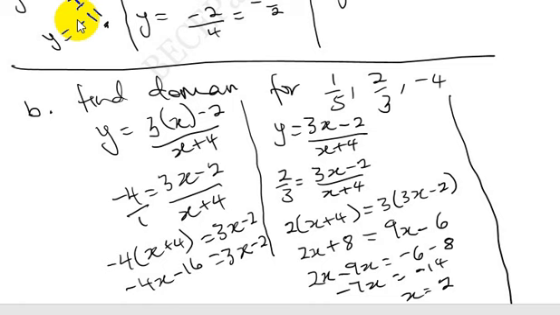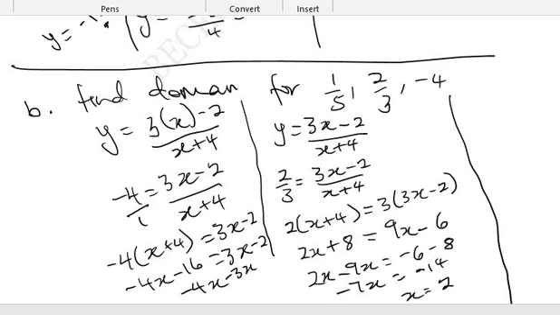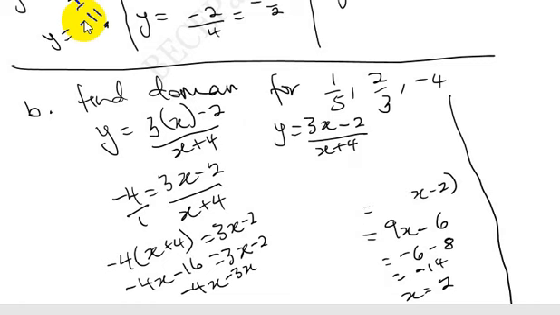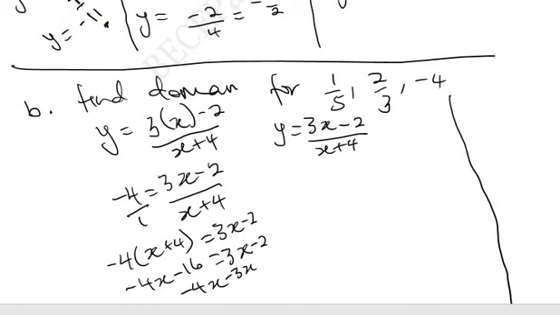So if we group them, we are going to get -4x minus 3x being equal to -2 plus 16.